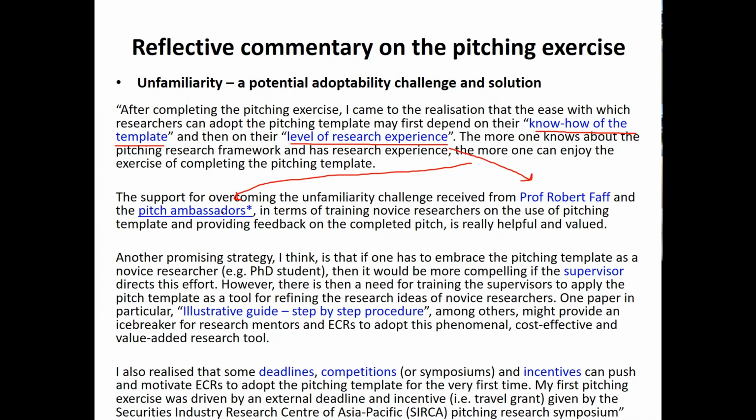Okay, so you can see the global pitch research network that we have just created. It's part of that support that we will be providing to the wider community. Then supervisors, sometimes they don't want to use the tool because they don't have time to learn new tools. So I was recommending at that time that we provide an illustrative guide, a step-by-step procedure for supervisors to use as a guide for their students.